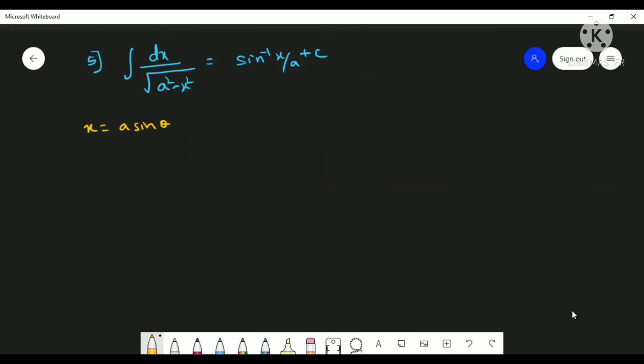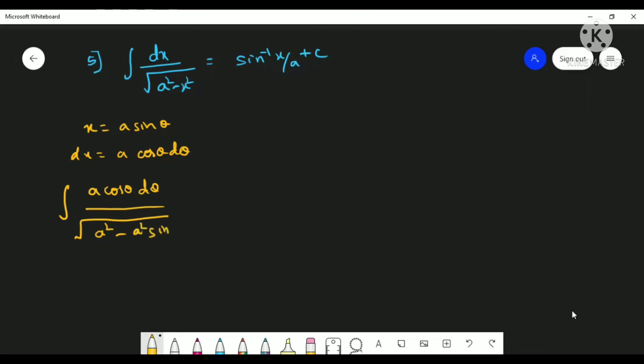Now I will differentiate this one. dx is equal to a times the differentiation of sin theta, that is a cos theta d theta. Now I will fill in the given integration. The dx value is a cos theta d theta by square root of a square minus x square. What is the value of x? That is a sin theta, that is a square sin square theta. Now the integration of the numerator I will write as it is, a cos theta d theta, whole divided by.